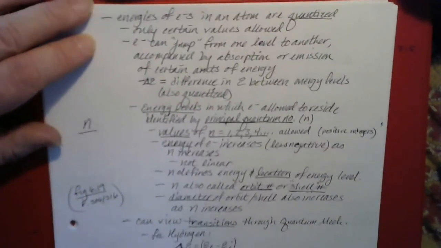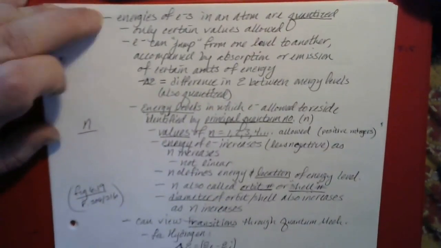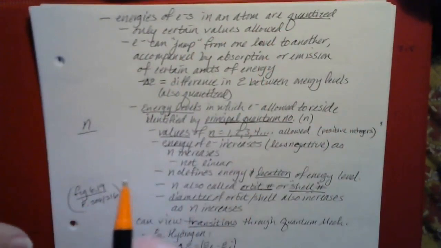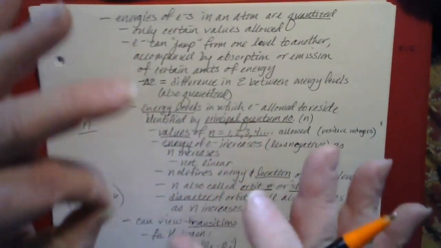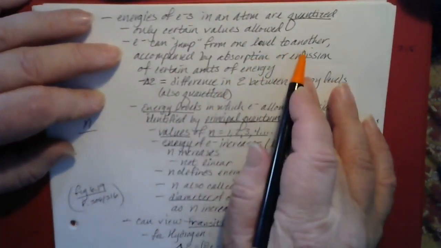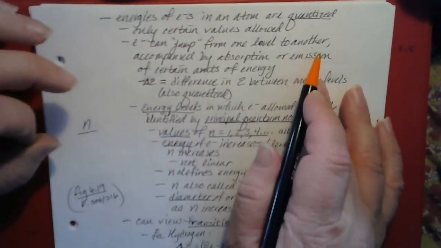And again, as we've said before, but just as a reminder, the energies of electrons in an atom are quantized. That is, only certain values are allowed. And that has to do with the electrons having to be in these orbits that are not technically literally fixed locations, but the orbits can only exist within a certain range of locations, and that has to do with their energies. An electron can jump from one level to another, and that involves a change in energy.